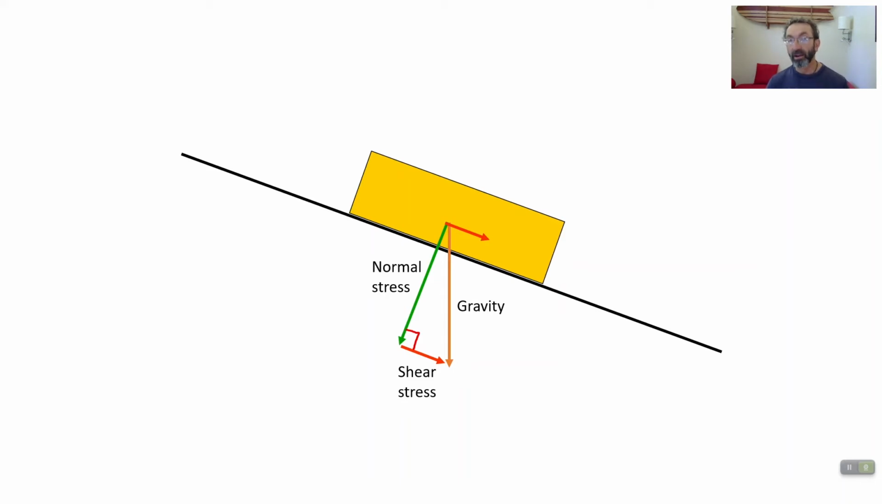Okay, so gravity here has two components. Gravity is doing two things. In the normal stress direction, it's pinning the block to the plane. And in the shear stress direction, it's trying to pull the block down the plane. And so in this case, because the shear stress arrow is smaller than the normal stress arrow, this block isn't moving. Because the normal stress arrow is the larger of the two, it's winning out and it's keeping the block fixed to the plane.